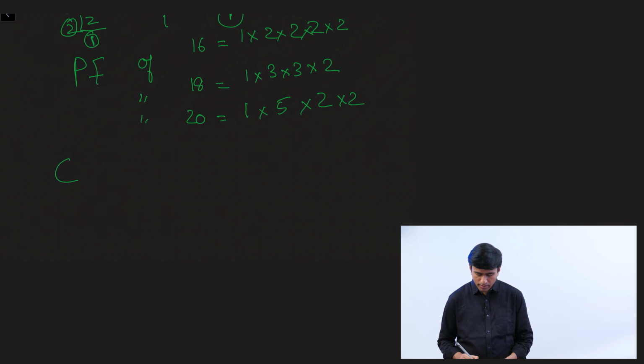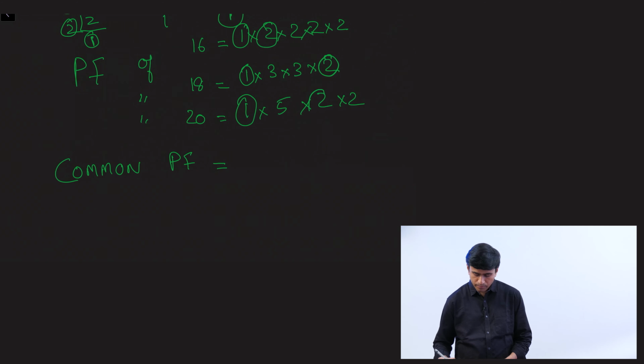The next step is to write the common prime factors. Let's look at the common prime factors. We have 1 in all the 3. What are the other common factors? We have 2. That's right. Any other common prime factor? No. So the common prime factors are 1 and 2.